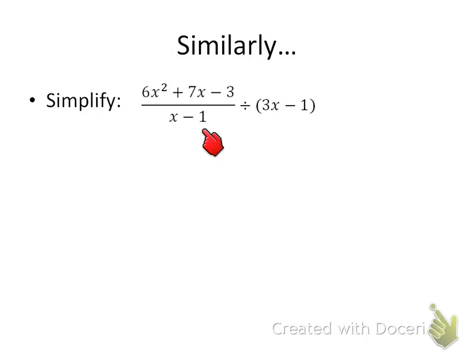The first thing when looking at a problem is trying to figure out what operations you have, because the first step will be to keep, change, flip if I have a division. I do have a division sign, so I'll be changing that to multiplication and flipping the second fraction. If it's not written in a fraction, we assume that it's over 1, and I will make this 1 over 3x minus 1.